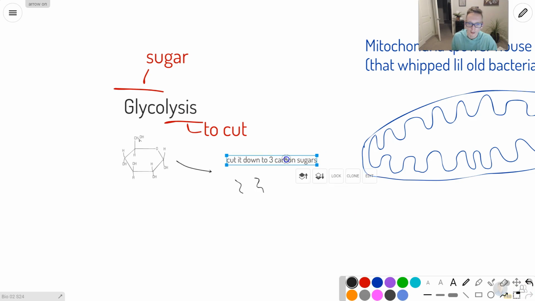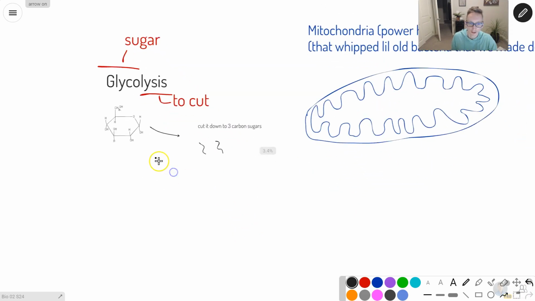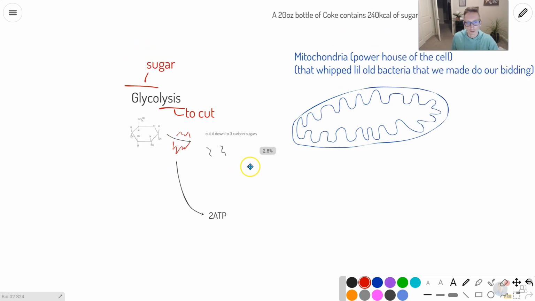And from this process, we get a couple of energies. The energy currency of the cell is ATP. We actually net 2 ATP from this process. We have to invest a couple ATP and we get 2 back. All right? Boom. That's glycolysis. We cut this boy into 2 3-carbon sugars, and from that process, we're breaking some bonds. We get some energy out. That's what that means.